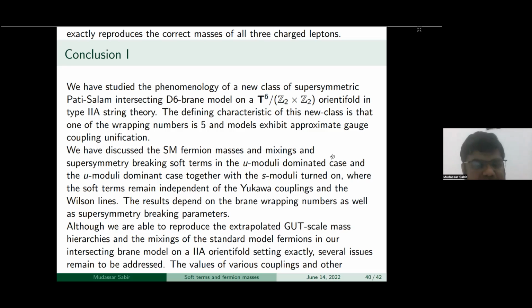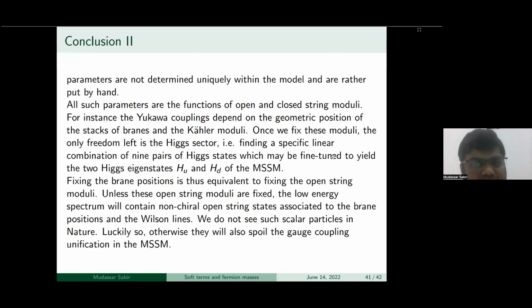However, several issues remain to be addressed. The values of various couplings and other parameters are not determined uniquely within the model and are rather put by hand. So all such parameters are functions of open and closed string moduli. For instance, Yukawa couplings depend on the geometric position of the stacks of branes and the Kähler moduli. And once we fix these moduli, the only freedom left is the Higgs sector, that is finding a specific linear combination of 9 pairs of Higgs states, which may be fine-tuned to yield the two Higgs eigenstates H up and H down of the MSSM.